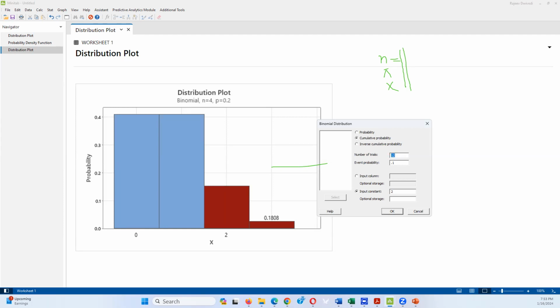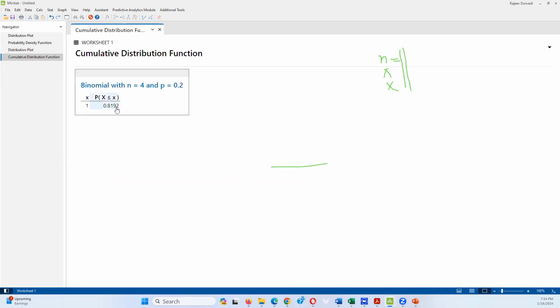So the number of trials is 4, probability 0.2. Now the very important question, the challenge is here: you have to compute up to 1 and subtract from 1, because the total value is 1. If you do up to 1 and then subtract from 1, you will get the answer. So in this case, you will get 0.8191, and 1 minus 0.8191 is about 18%. So you will get the answer in this way.